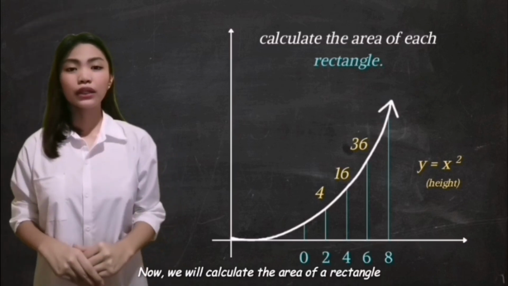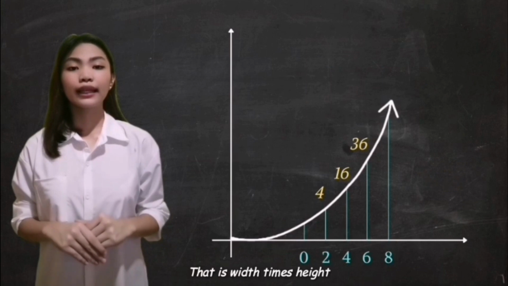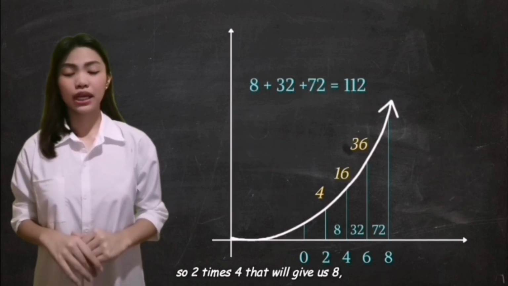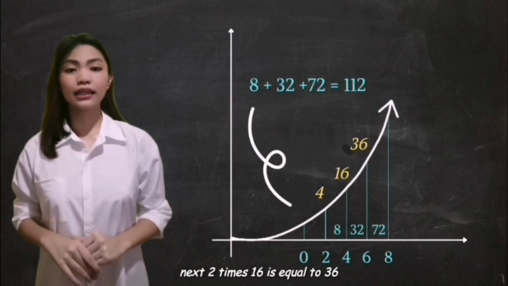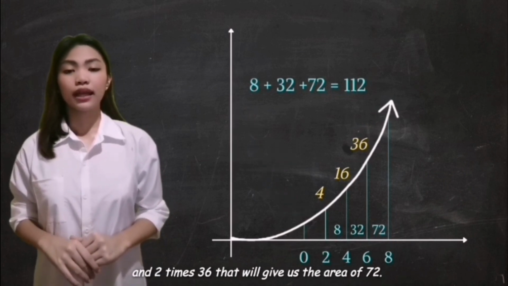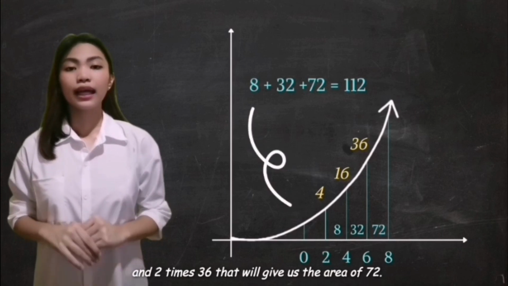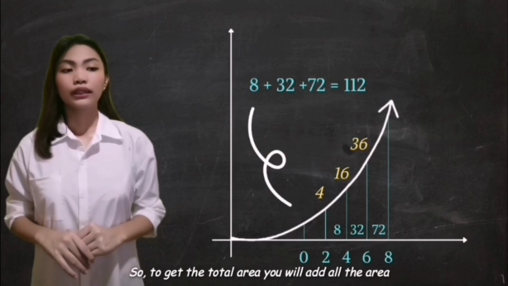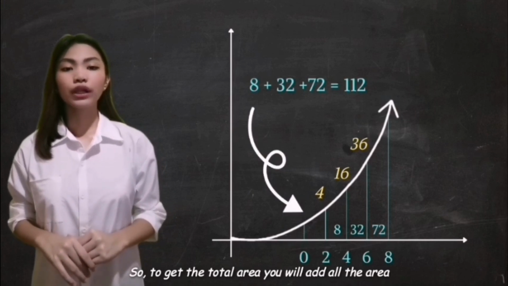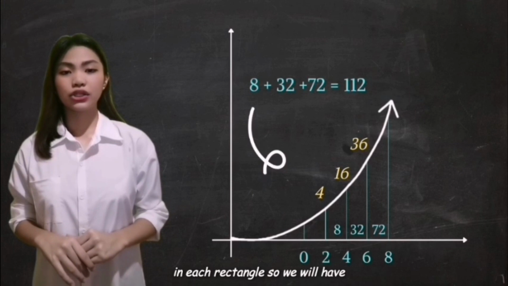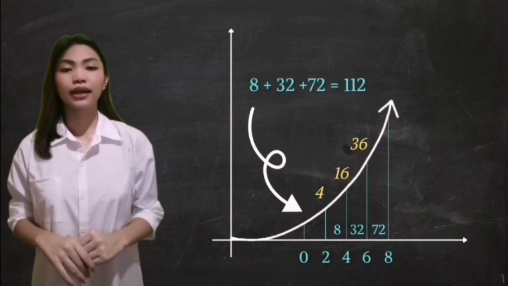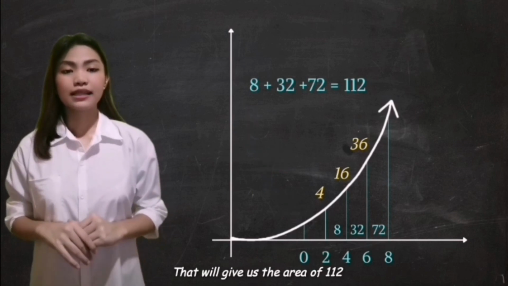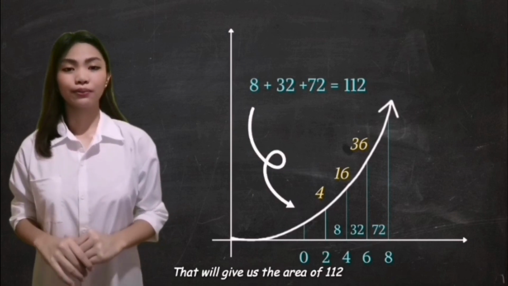Now, we will calculate the area of each rectangle, that is width times the height. So, 2 times 4, that will give us 8. Next, 2 times 16, that will give us 32. Next, 2 times 36, that will give us the area of 72. So, to get the total area, you will add all the areas of each rectangle. So, we will have 8 plus 32 plus 72. That will give us the area of 112.